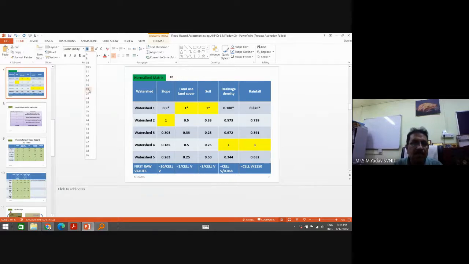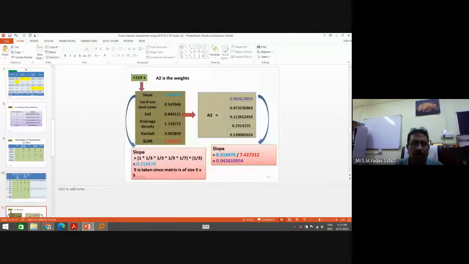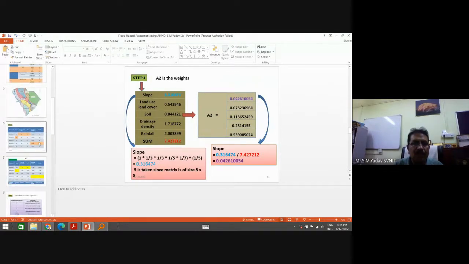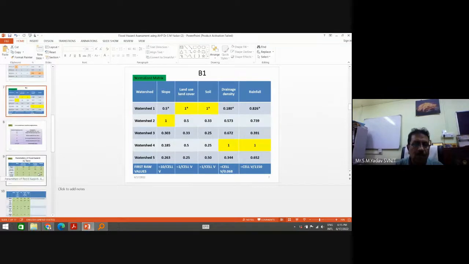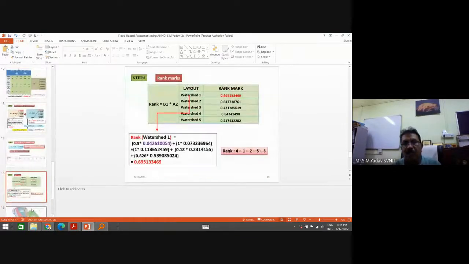B1 into A2. What is your A2? A2 are your weights. So you have to multiply these two tables, the normalized matrix and your weights. So 0.5 into the weight for A2, which is 0.04261. One I have done; I will show that slide. For watershed 1, I did 0.5 into its weight, 1 into its weight, 1 into its weight, 0.18 into its weight. Like that you have to do for all.